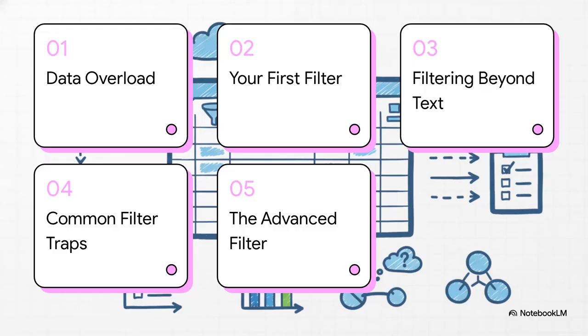So, here's what we've got on tap. We're going to start with that feeling of data overload, just too much stuff. Then we'll walk you through your very first basic filter and go way beyond just text. We'll also look at some common traps to avoid. Trust me, you'll thank me later. And finally, we'll unleash the real pro-level stuff with the advanced filter. All right, let's dive in.